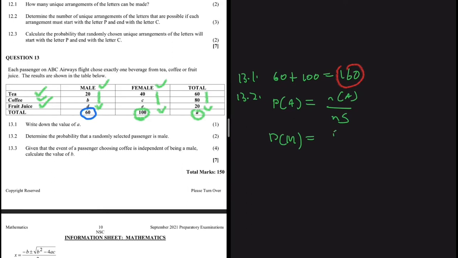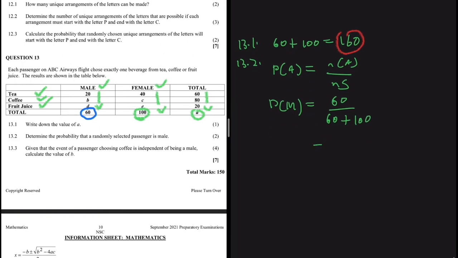So we're going to have 60 divided by the total number of passengers in the flight, right? So we have 60, which is the males, plus 100, which is the females. So the probability of picking a person at random and that person being a male will then be equal to 3 divided by 8, which you can convert to decimals and even a percentage.